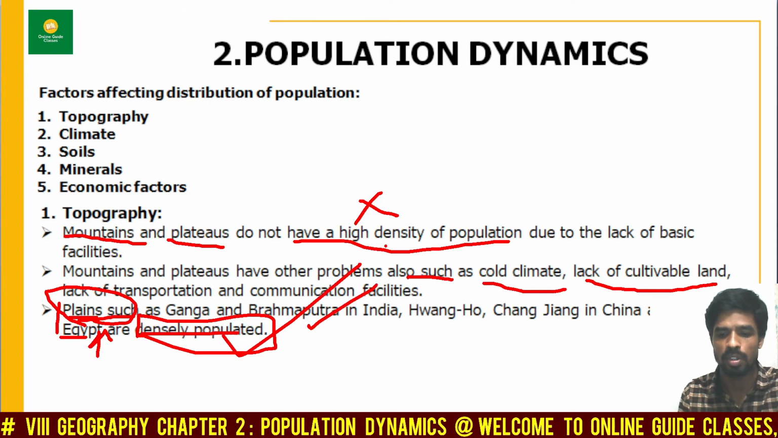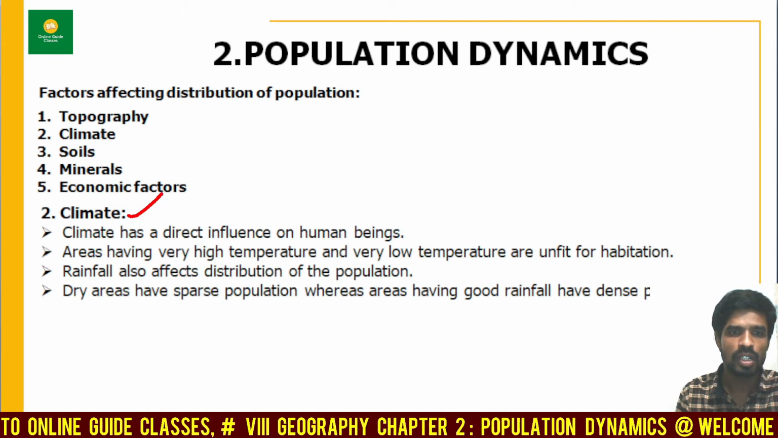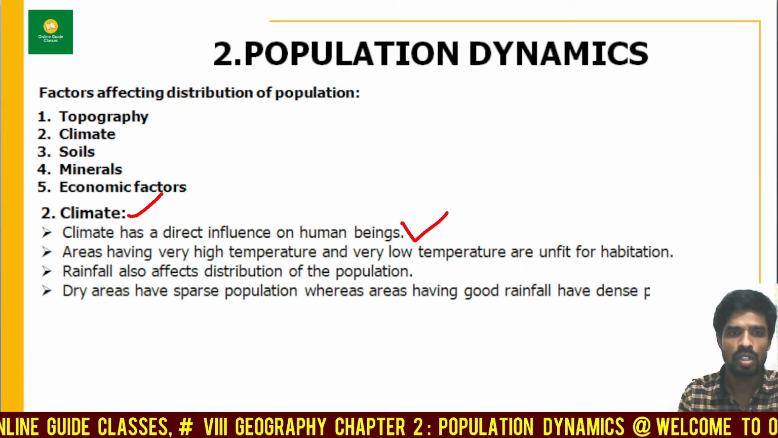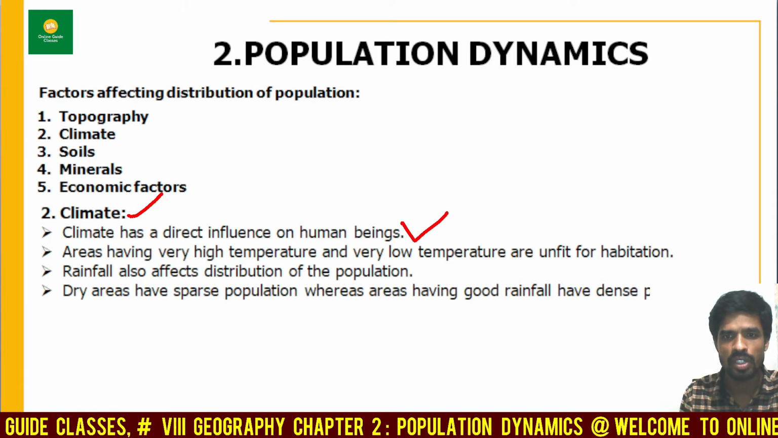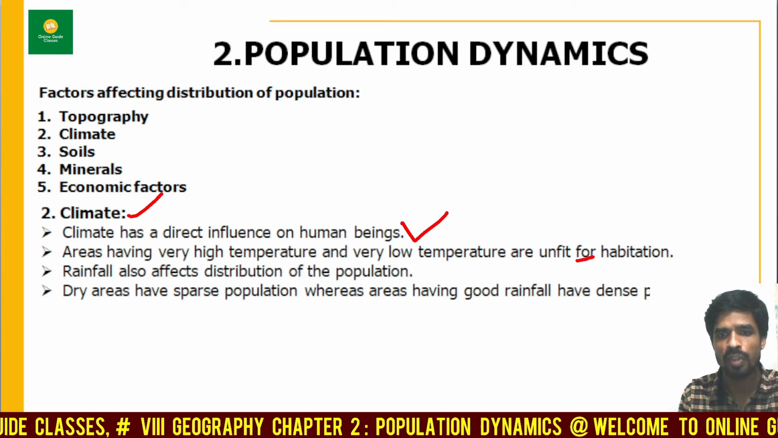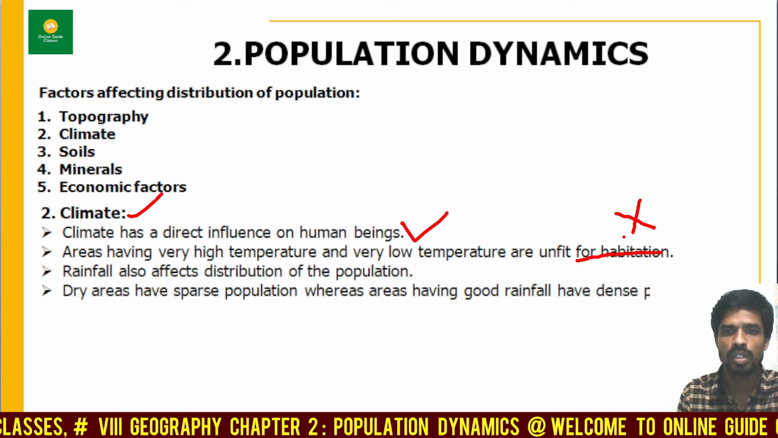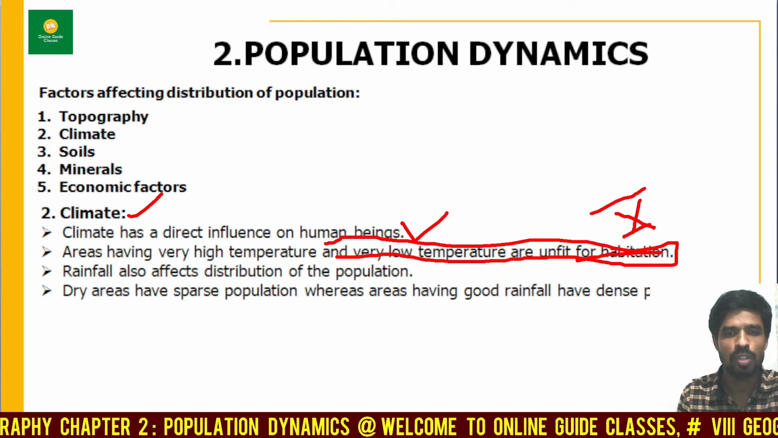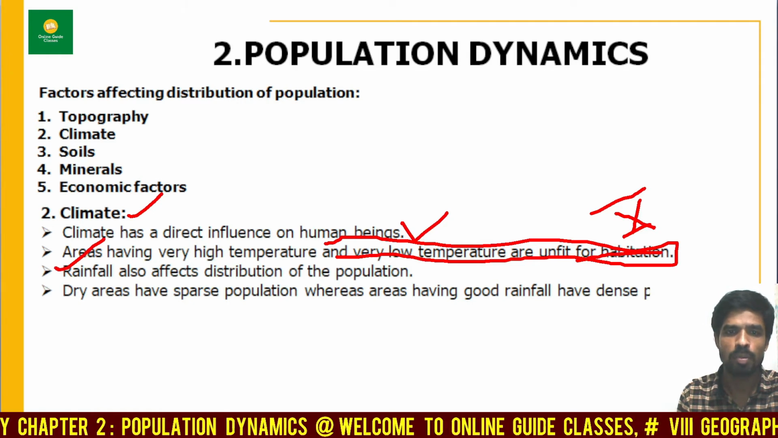Factors affecting distribution of population: climate. Now climate has a direct influence on human beings. Areas having very high temperature and very low temperature are unfit for habitation. What do you mean by habitation? It is not the right place to survive for human prosperity or growth. And rainfall also affects the distribution of population. So wherever heavy rainfall occurs, you will find very less population.